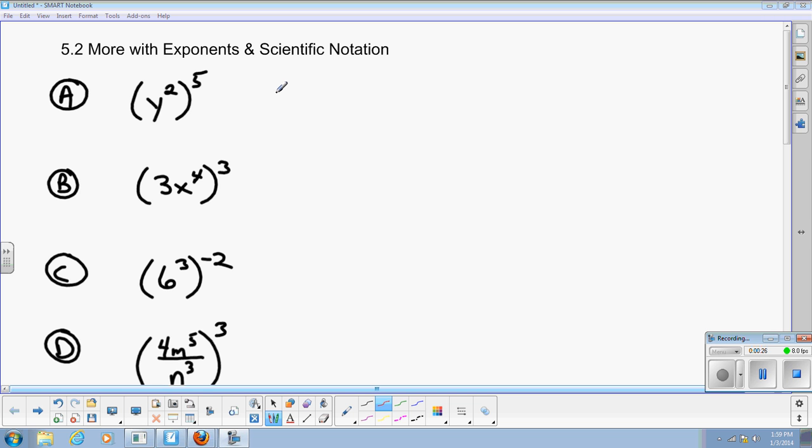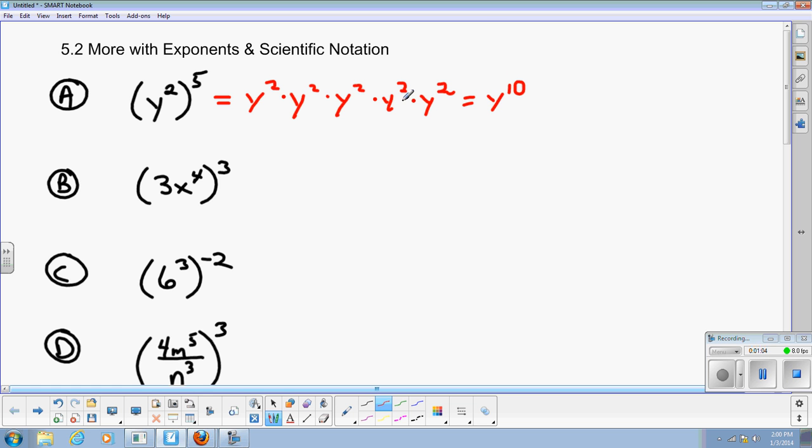So to start with example A, I have y squared to the fifth power. To simplify this, if I write this out the long way, it's y squared times y squared times y squared times y squared times y squared. I would write that out 5 times because my exponent is 5. Using our property from lesson 5.1, we would add these exponents: 2 plus 2 plus 2 plus 2 plus 2. That gives us y to the 10th power.